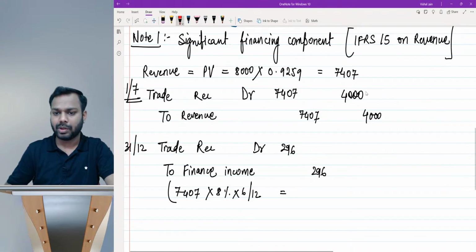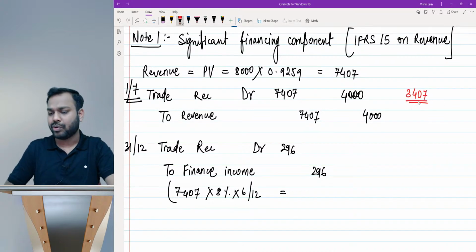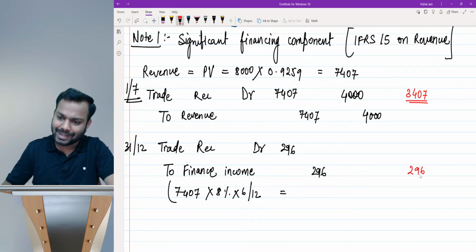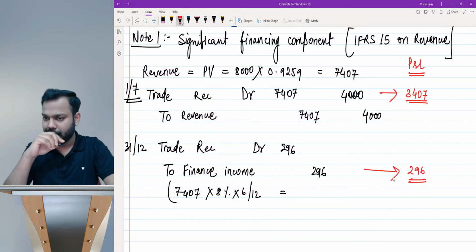We should record an additional sales of 3407, right? And we should record a finance income also of 296, because we are talking only about the P&L impact. We have to prepare only the P&L. So in the P&L we have to record an additional revenue of this much and a finance income of 296. Tell me yes or no, guys?